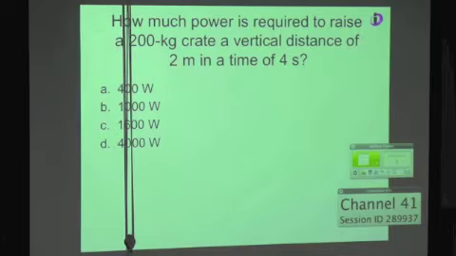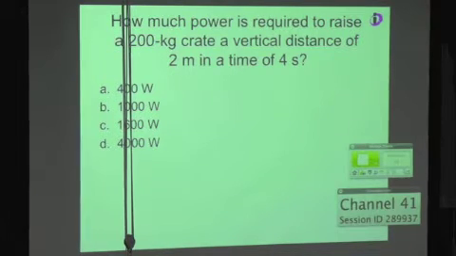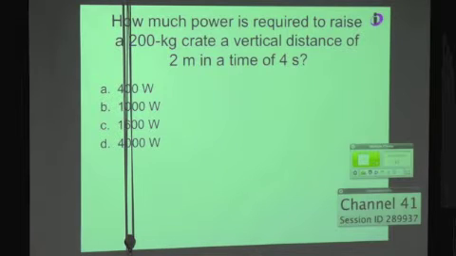It's the same question, except it's not asking you for the work. It's asking you for the power. Your clue, how do you find power? What is power? Energy over time. It's the rate at which you are doing this work. Work over time. Same as energy per time.